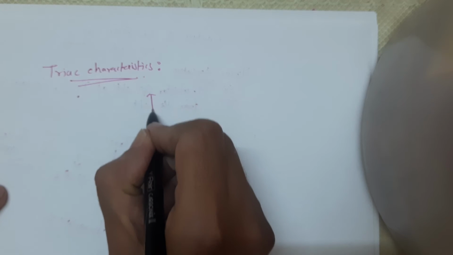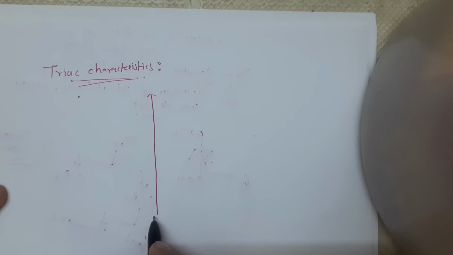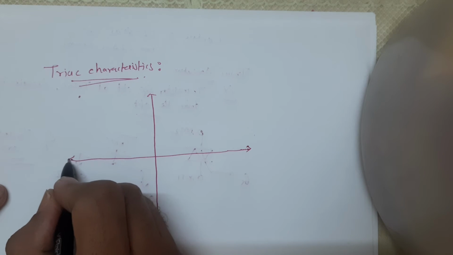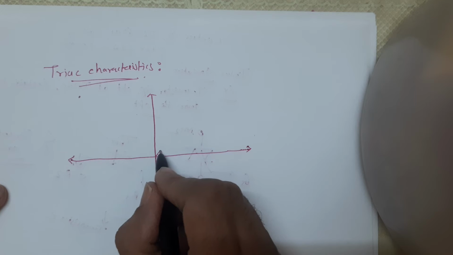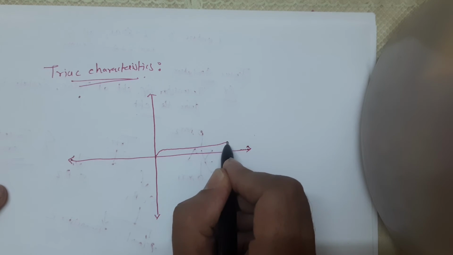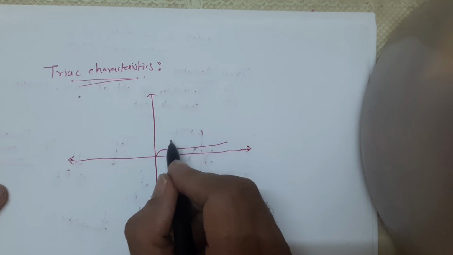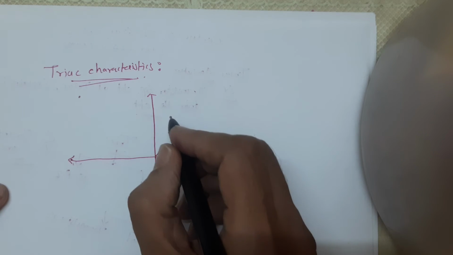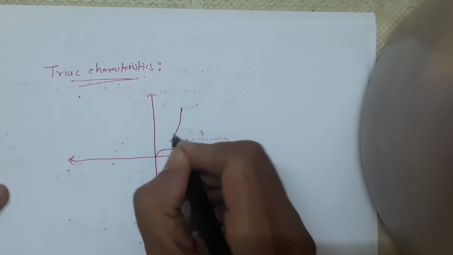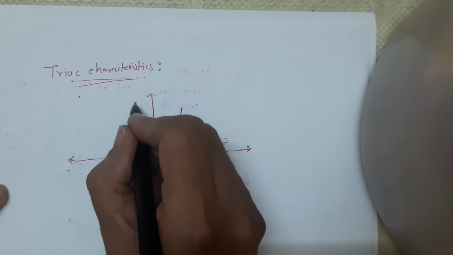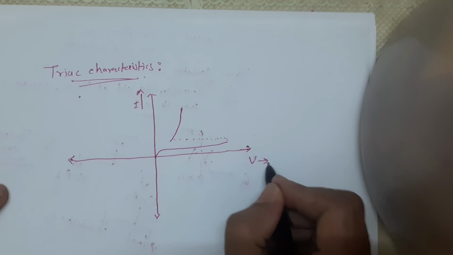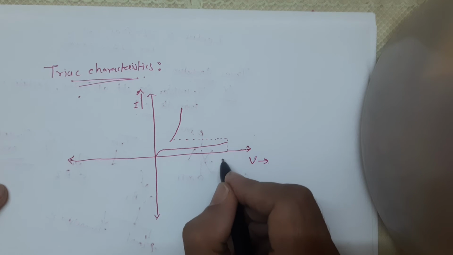So we draw the figure, how it looks. First quadrant, second quadrant. It looks like this. A small current, then it is switched on, very small current passing here, and we get this type of graph. This is our I and this is our V. This is known as VBO, breakover voltage.